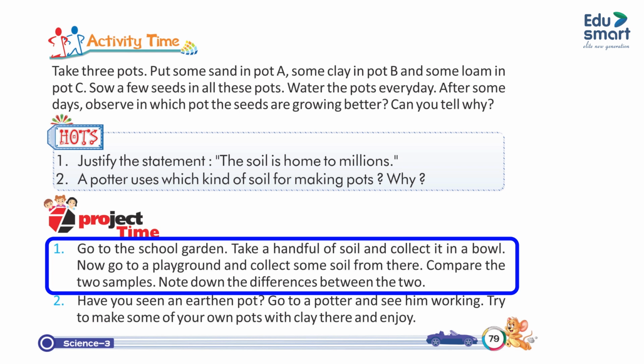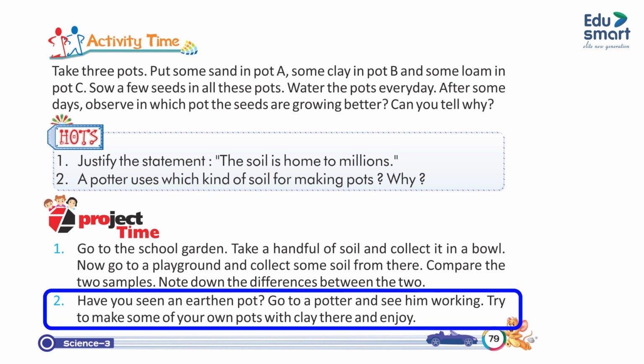Now go to a playground and collect some soil from there. Compare the 2 samples. Note down the differences between the 2. 2. Have you seen an earthen pot? Go to a potter and see him working. Try to make some of your own pots with clay there and enjoy.